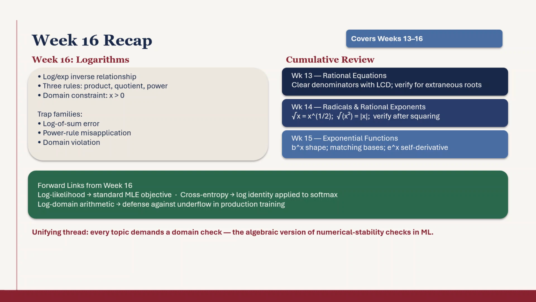Each outcome maps directly forward. Log likelihood is the standard objective for maximum likelihood estimation. Cross-entropy is one log identity applied to softmax probabilities. Numerical stability through log domain arithmetic is the defense against underflow that every classification trainer needs. Logs are how machine learning talks about multiplicative quantities.